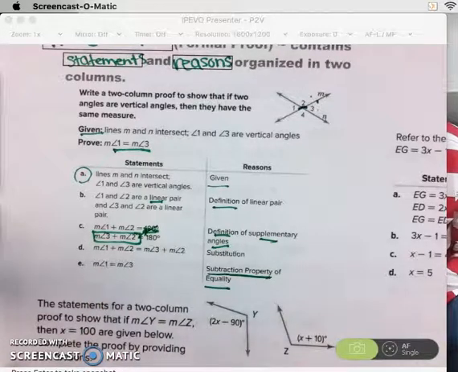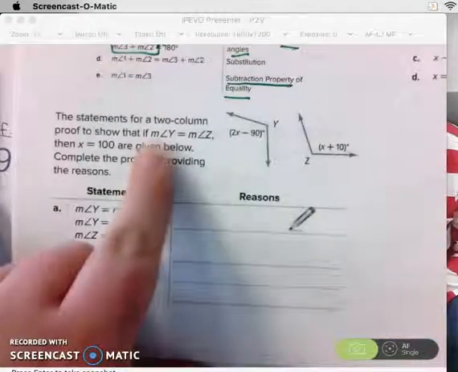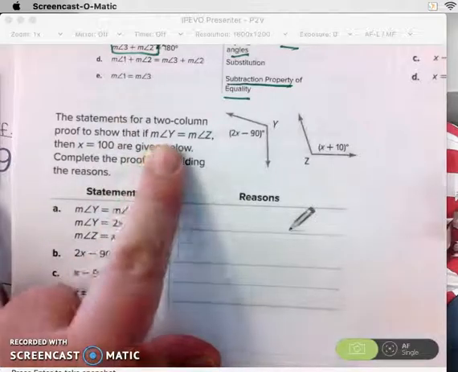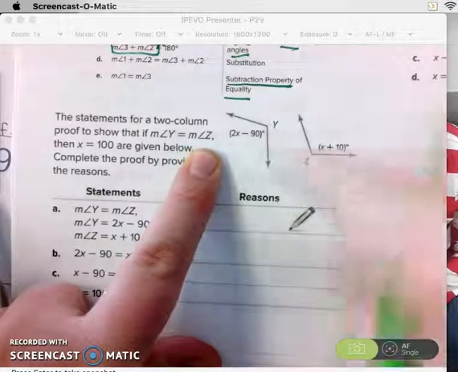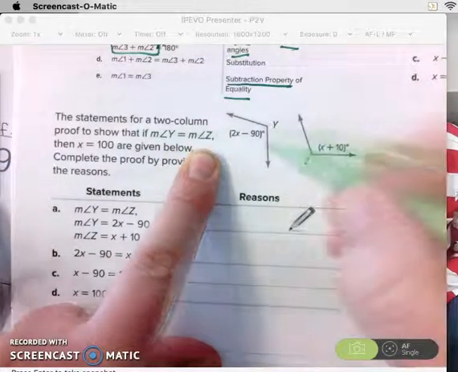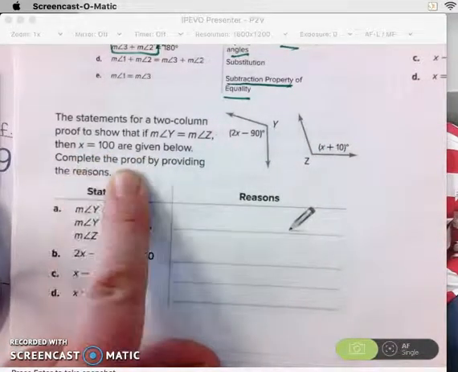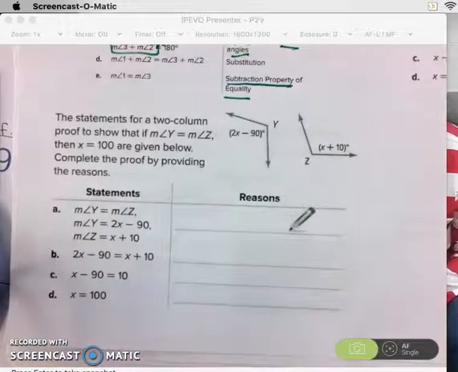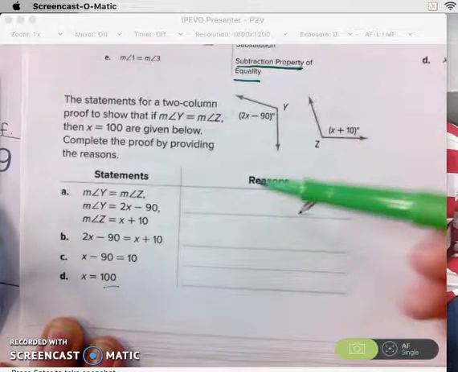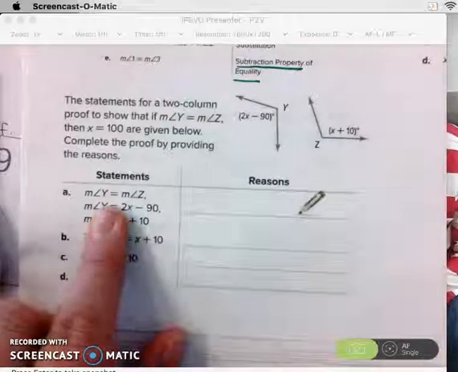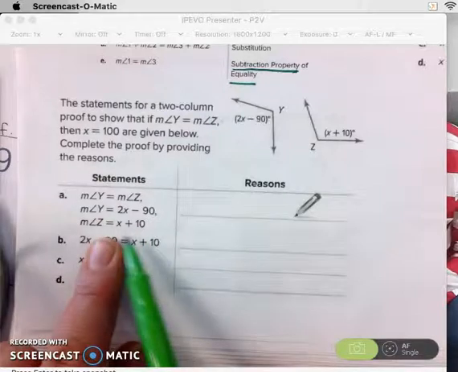Okay? The next one: the statements for a 2-column proof to show that if the measure of angle Y is equal to the measure of angle Z, then x is equal to 100 are given below. Y and Z are just names. Complete the proof by providing the reasons. You're proving that x is equal to 100, but you need to tell me all the reasons. First, that y is equal to z, y is equal to 2x minus 90, and z is equal to x plus 10.